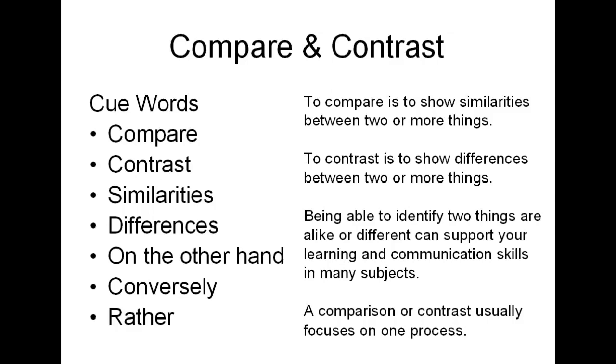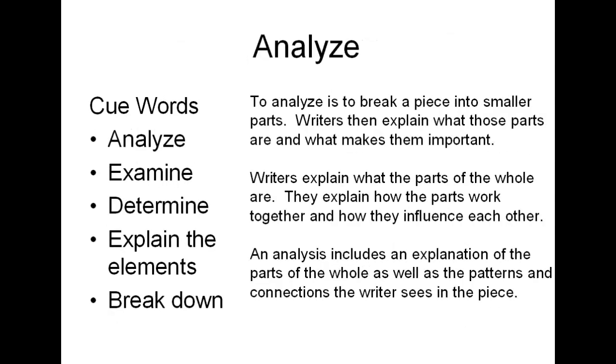That's not really helpful. But if you can take two things and show, look, these two things are actually pretty similar to each other, or if you can say these two things are actually very different from each other, and then you follow that up with a lot of good, strong, factual data, that could be a really valuable piece of writing. The keywords that will suggest you need to compare and contrast include these: compare, contrast, similarities, differences, on the other hand, conversely, and rather.